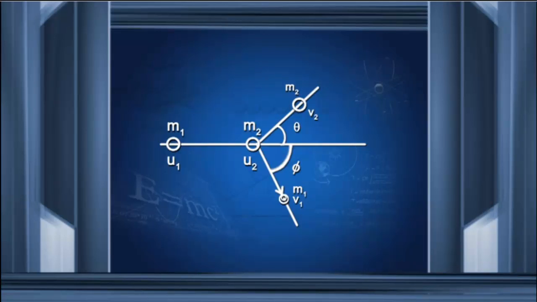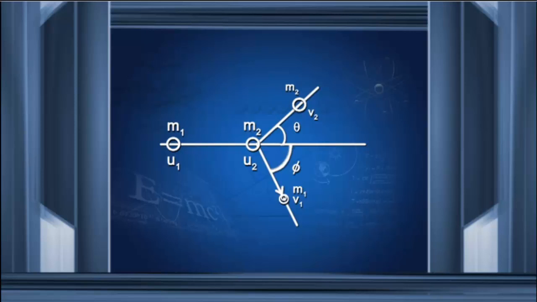Say this is m1 moving with the initial speed of u1, and u2 for this one, and say after the strike they move in different directions. Say one goes like this and the other, let us take a different angle, goes in this direction. This is say the track of m2, it moves with the speed of v2 making an angle of theta, and this is the track of m1 moving with the speed of v1 making an angle phi.